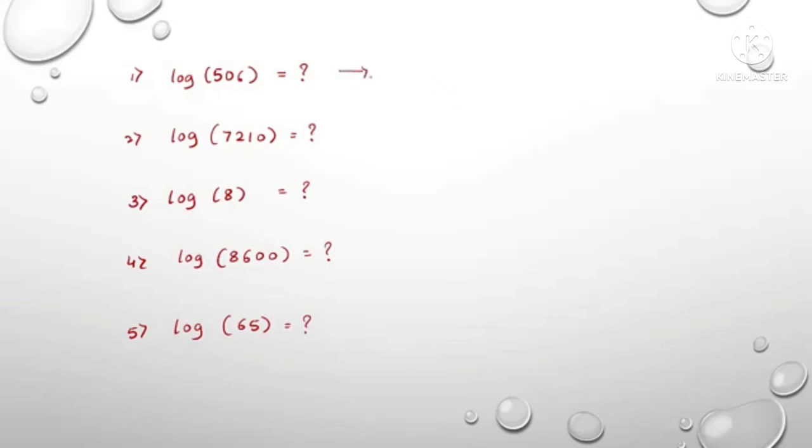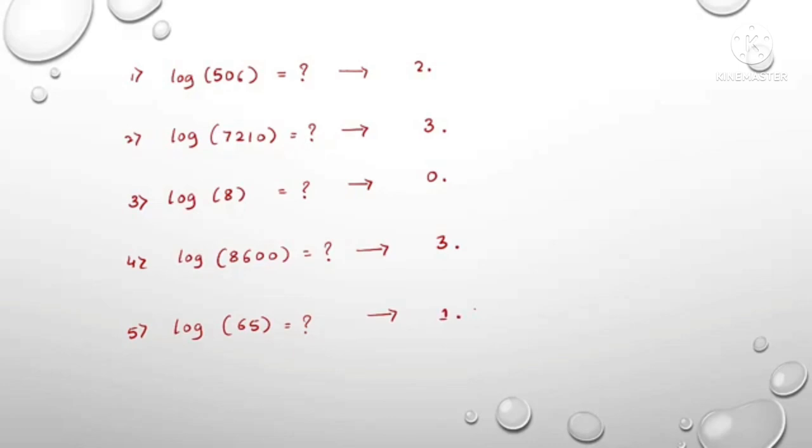See here, the first one, log of 506. 3 digits, 3 minus 1 will be 2 point. Second one, first we can write the characteristics of all the 5 problems. There are 4 digits in the second problem. Characteristic will be 4 minus 1, 3 point. In the third problem, log of 8, only one digit, 1 minus 1 is 0 point. Then, fourth problem, there are 4 digits, 8600. 4 digits means 4 minus 1 will be 3 point. And in the last problem, log of 65, 2 digits, 2 minus 1 will be 1 point.